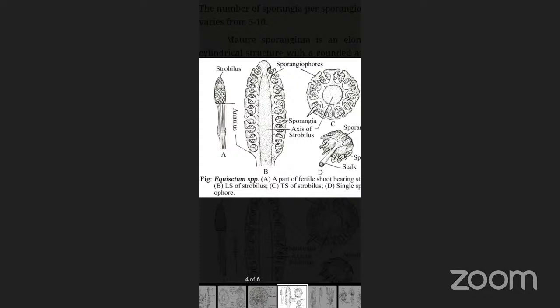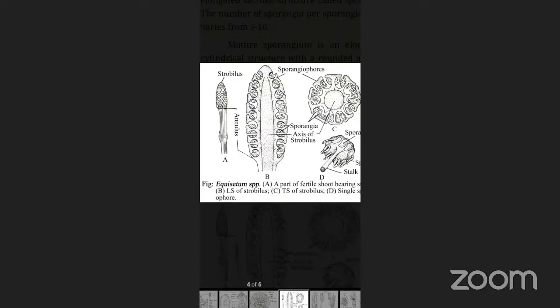The strobili are solitary and terminal, meaning single and at the apical region of the shoot. There are some specialized fertile branches, and those fertile branches bear these strobili. Based on these strobili, they look like a horse-tail-like structure. That's why we call Equisetum the horse tail.